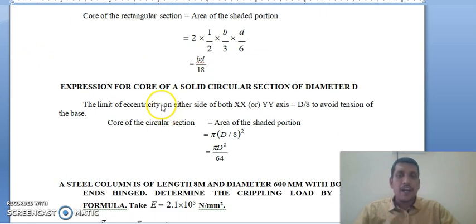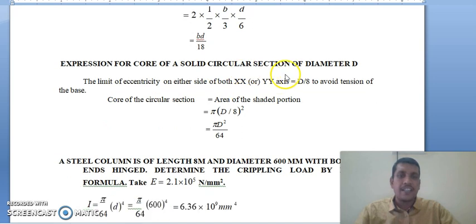Similarly, for the core of a solid circular section of diameter d, the limit of eccentricity on either side of the x-x or y-y axis is equal to d by 8 to avoid tension at the base. So the core of the circular section is equal to the area of that portion, that is pi into (d by 8) whole square, which is pi d square by 64. These are the two values. So if your load is acting in this area, there will not be any tensile force. Only compressive force will be acting.